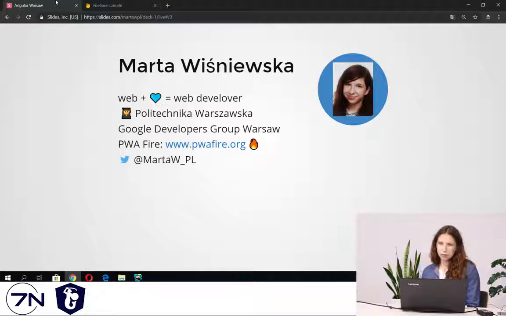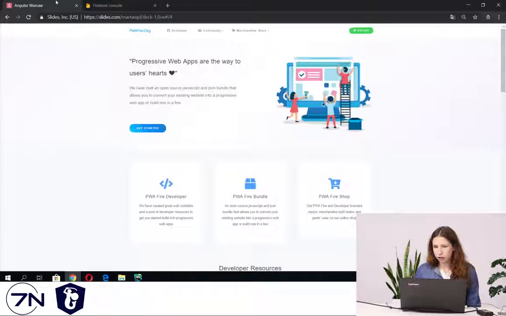I'm a member of this group, Google Developers Group Warsaw. We organize meetups and conferences for the local community to share our knowledge about Google technologies. And last but not least, I'm a co-author of this open source project. It's called PWA Fire. I'll show it to you here. This project is to create progressive web apps or also convert regular websites into progressive web apps.